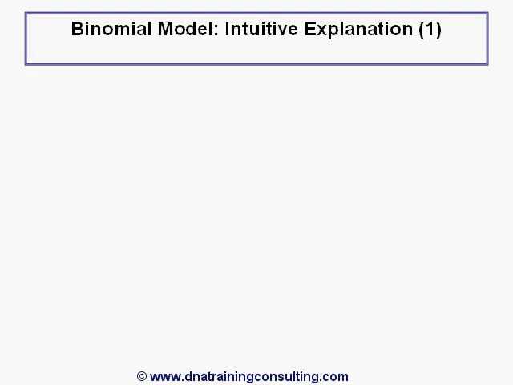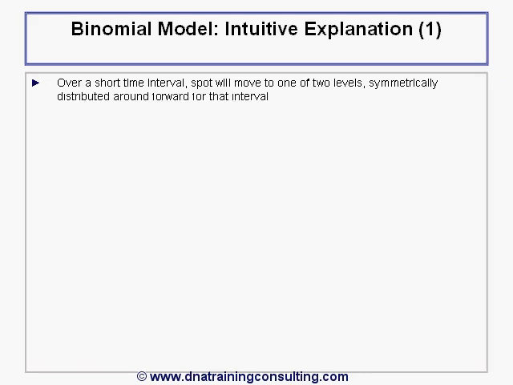The binomial tree approach begins by stipulating that over a short time interval, the spot rate will move from its present level to one of two possible levels, symmetrically more or less distributed around the forward rate for that interval. These two levels are generally referred to as up and down, and must be consistent with a number of parameters defined in the model, including the expected volatility of the currency over that time interval.